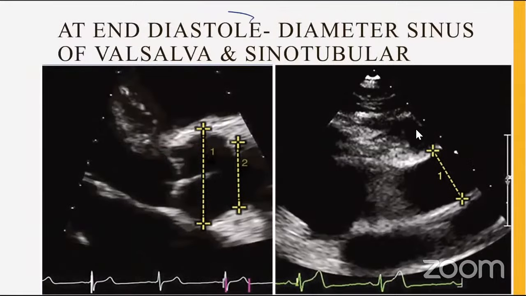Then at end diastole, we'll also measure the diameter of the sinus of Valsalva and sinotubular junction. Okay. So we can see that this is the aortic valve. Just after the aortic valve, the aorta starts, and this is the initial part of the ascending aorta, that is the sinus of Valsalva.